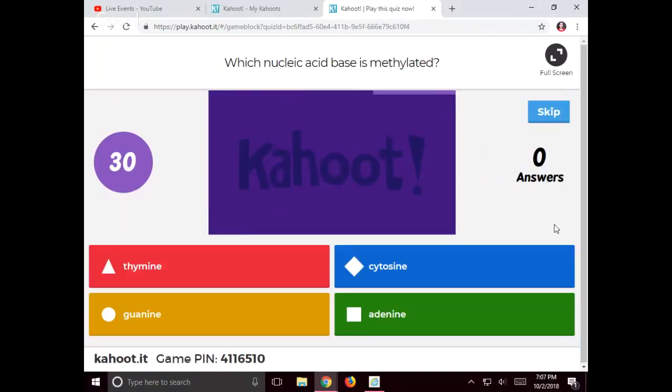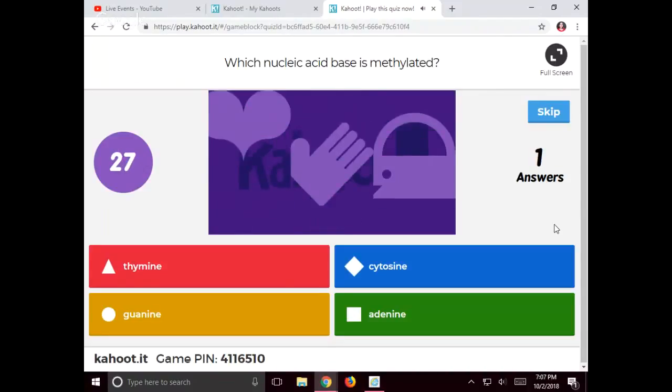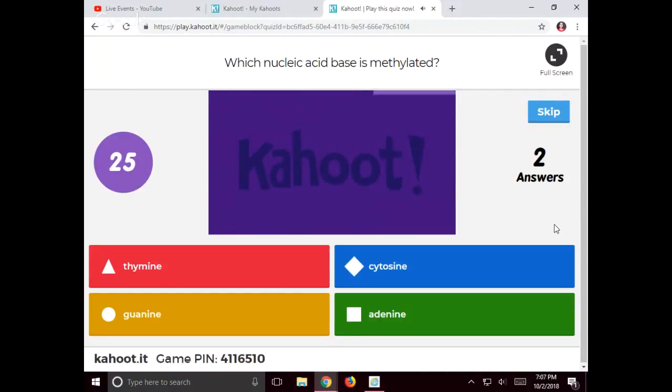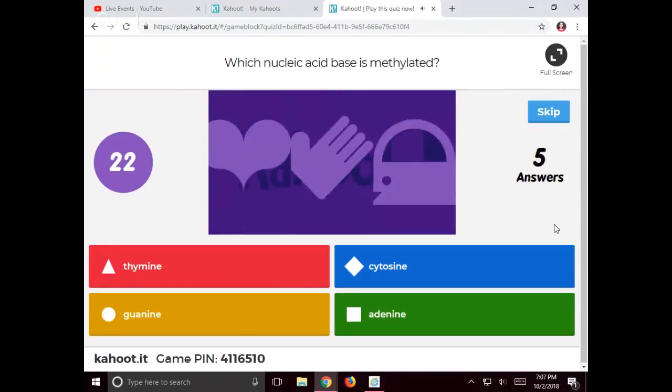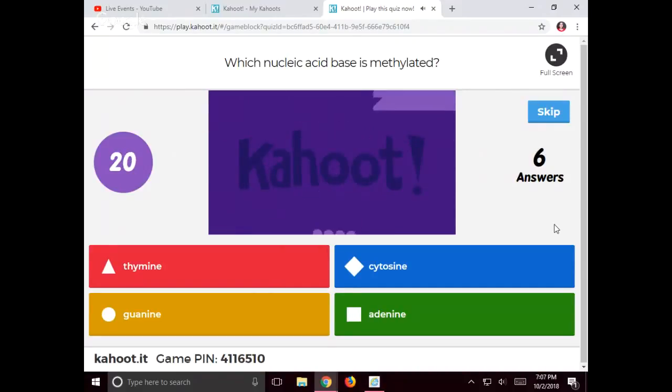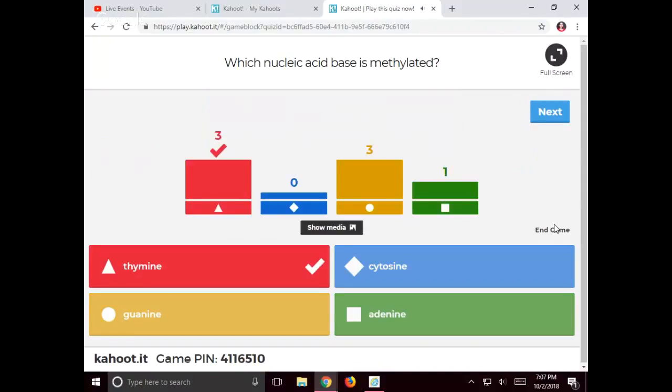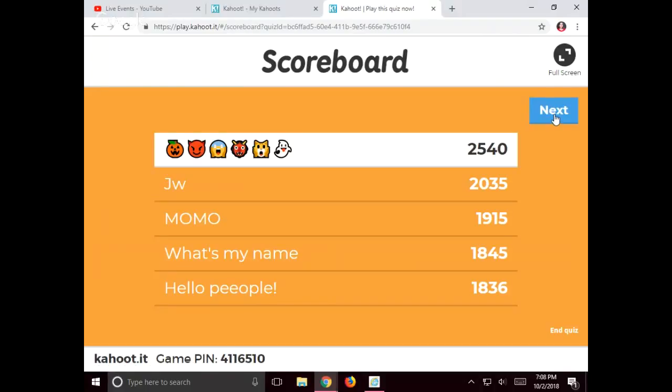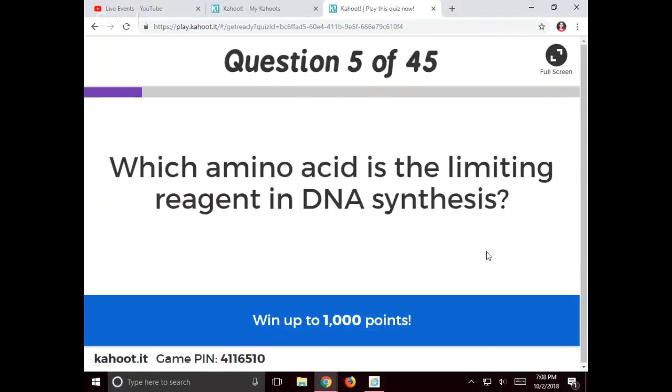All right. Which nucleic acid base is methylated? Okay. So thymine looks almost exactly like uracil, but it has a methyl at the bottom of it. I think that was one of your questions. No? Oh, that was one of yours. Yeah, I wouldn't have thought of that. I tried to purposely misanswer that one.